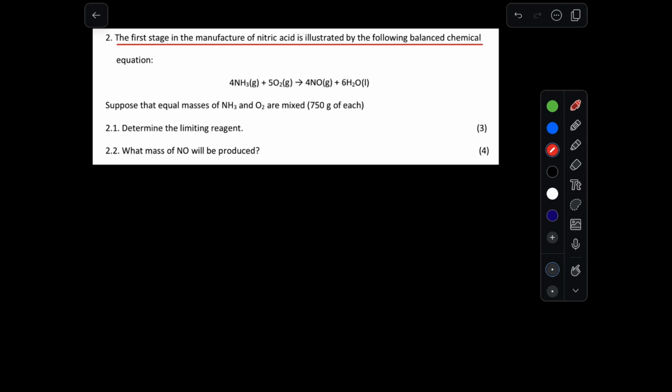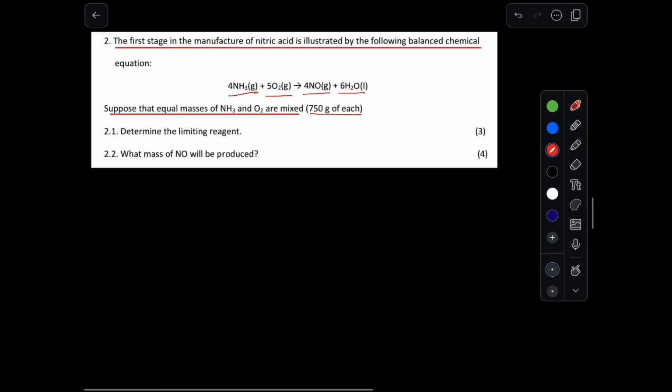Now we have our balanced equation here. We have ammonia reacting with oxygen. It gives us nitrogen oxide and water as a byproduct there. Now that equation is balanced, and your equation must be balanced. You must double check all the time that it is balanced. It says suppose that equal masses of ammonia and oxygen are mixed, 750 g each. So what they're saying here is we have 750 gram of ammonia and 750 gram of oxygen. So between the two reactants, we'll have a limiting and an excess between the two.